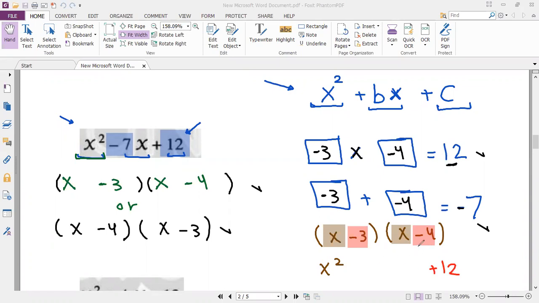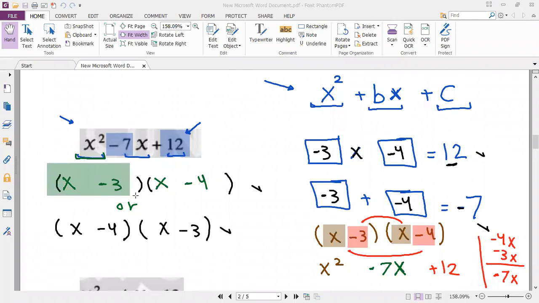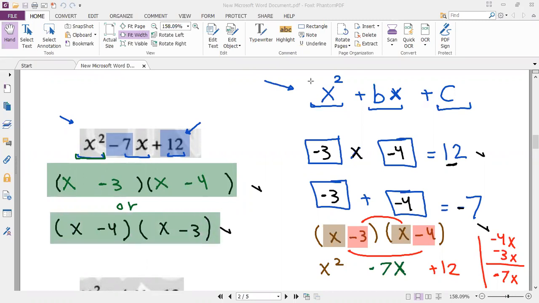What about the middle term? The middle term is the product of extremes plus the product of means. So multiply x by negative 4. x multiplied by negative 4 is negative 4x. And multiply the means. Negative 3 times x is negative 3x. Adding them leads to negative 7x. So here in the middle is negative 7x. That's if you want to check your solution. So what is the factorizing of x squared minus 7x plus 12? We can write x minus 3 multiplied by x minus 4, or we can write it as x minus 4 multiplied by x minus 3.